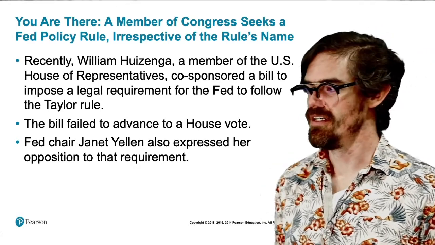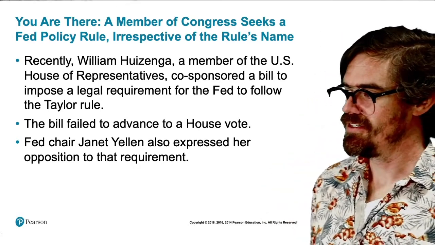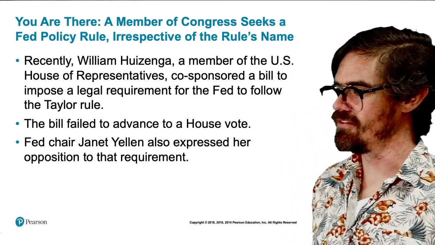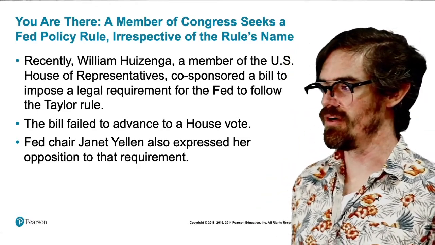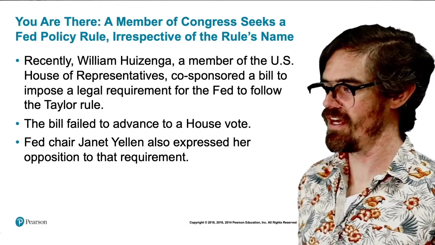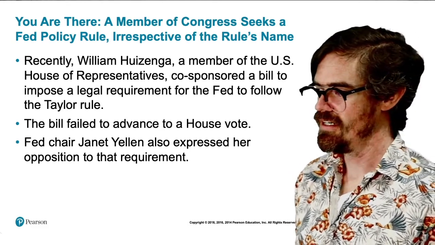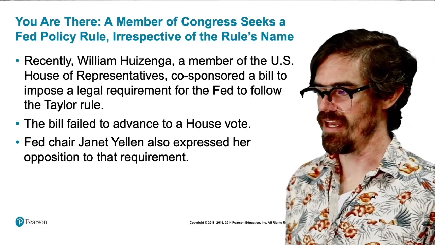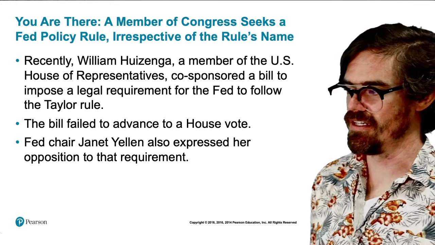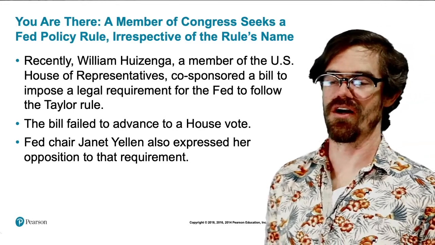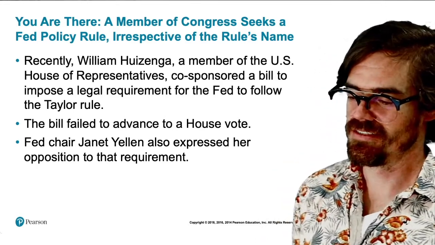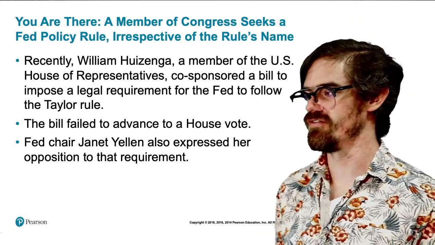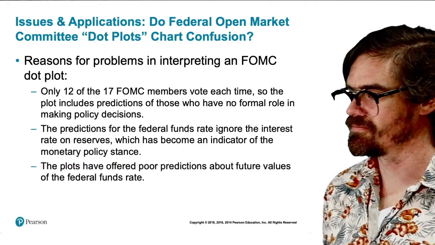So recently, William Huizenga, a member of the U.S. House of Representatives, co-sponsored a bill to impose a legal requirement for the Fed to follow the Taylor rule. The bill failed to advance to a House vote, and Fed chair at the time, Janet Yellen, also expressed her opposition to that requirement. It would basically take away their discretion in the ability of setting the federal funds rate. So pretty interesting.